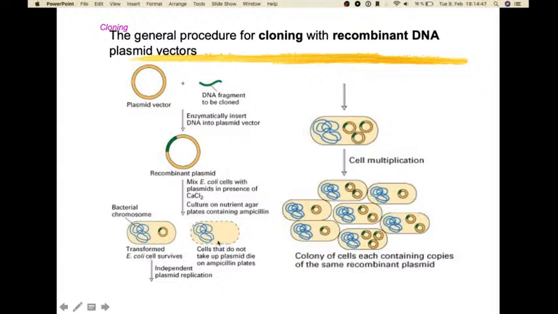Cells that do not take up the plasmid die on ampicillin plates. Then you have independent plasmid replication, so your plasmid will replicate inside them. Then you will have multiple plasmids in your bacterial cells containing copies of the same recombinant plasmid. If it is insulin or another gene that you're looking for, you can have a huge amount of the same DNA within a few minutes.